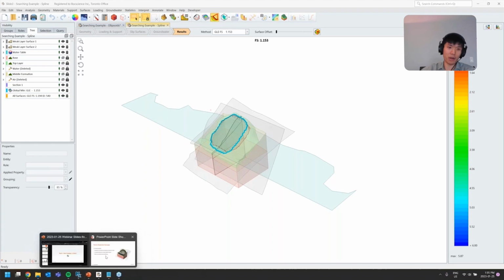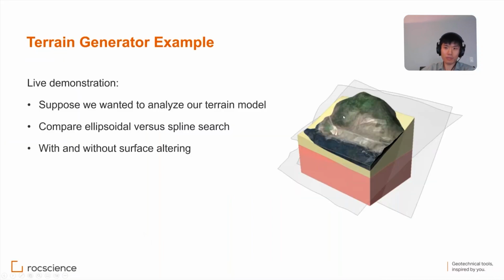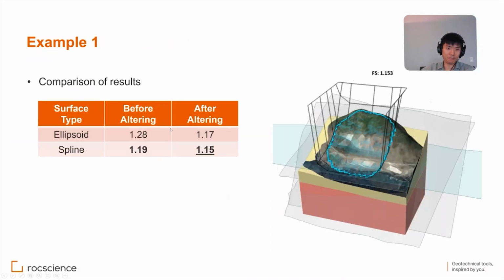And that concludes my example. So, just a summary chart here: the ellipsoid search found a 1.28 factor of safety, whereas the spline found a 1.19. After surface altering, the difference becomes a lot closer, but the spline search still wins out. We found that this was the case for many of our test models while we were developing this feature.